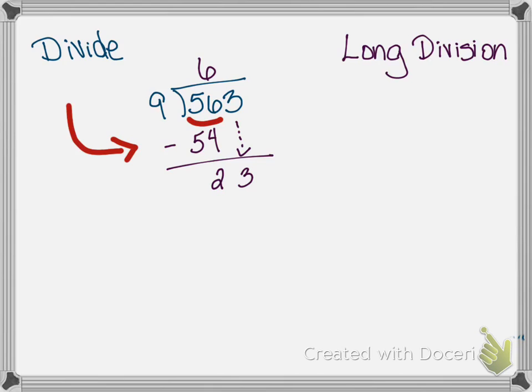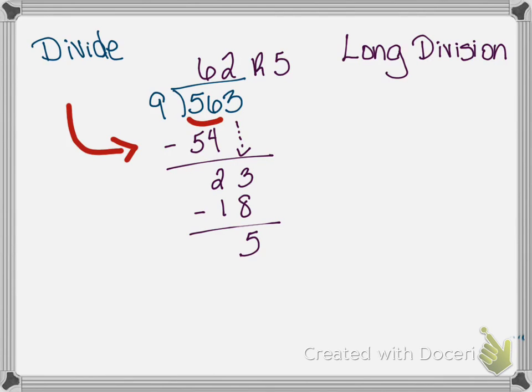Okay, now we ask ourselves, how many times does 9 go into 23? And the answer to that is 2. 2 times 9 is 18. And again, we subtract. 23 minus 18 is 5. So the answer to this question is that 9 goes into 563 62 times with a remainder of 5.